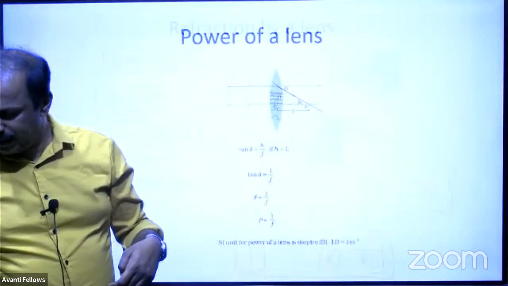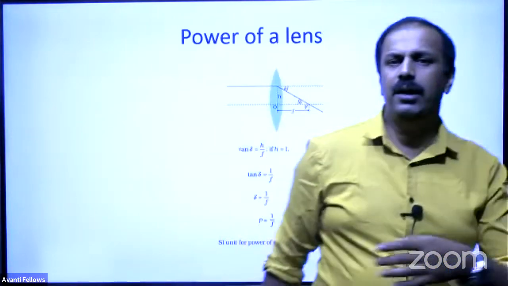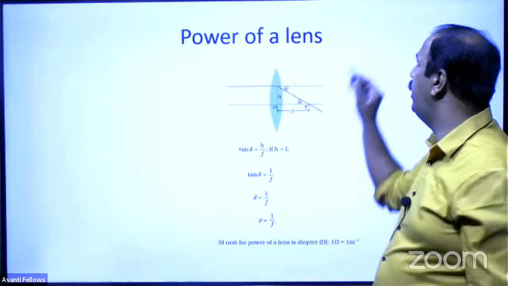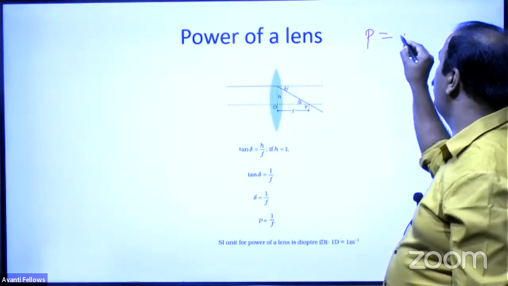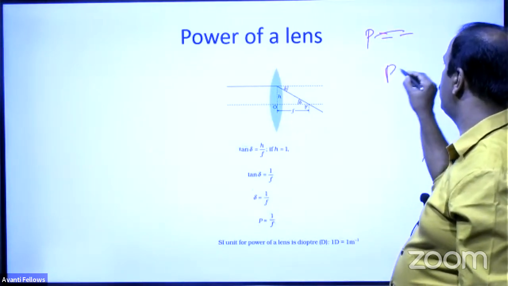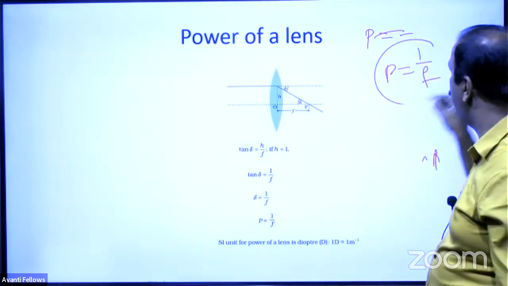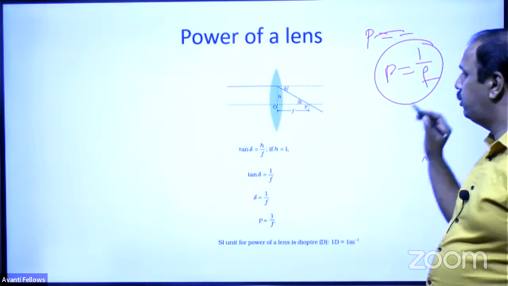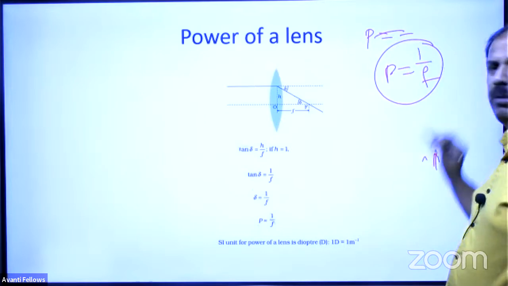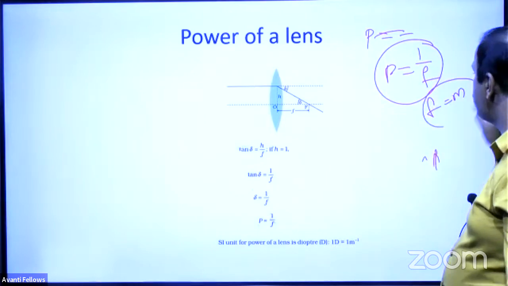So now you'll move to the next one. That is power of lens. In 10th standard you already studied the quantity power of lens. What is power of lens? Power of lens, P, is equal to 1 by f. So how this power becomes 1 by f, that you have to check here. When you are doing calculation, you have to remember that this f is in meter. So that always you have to remember.